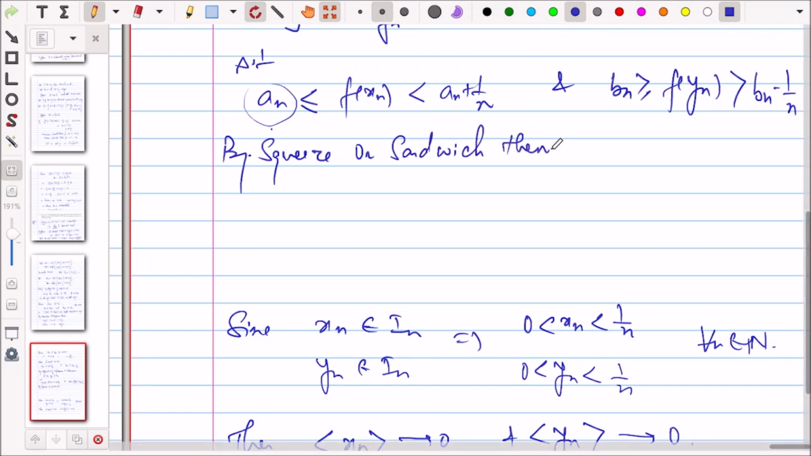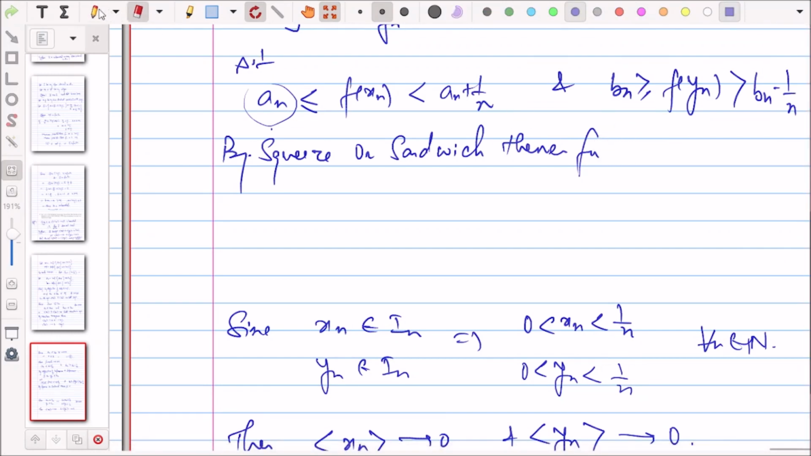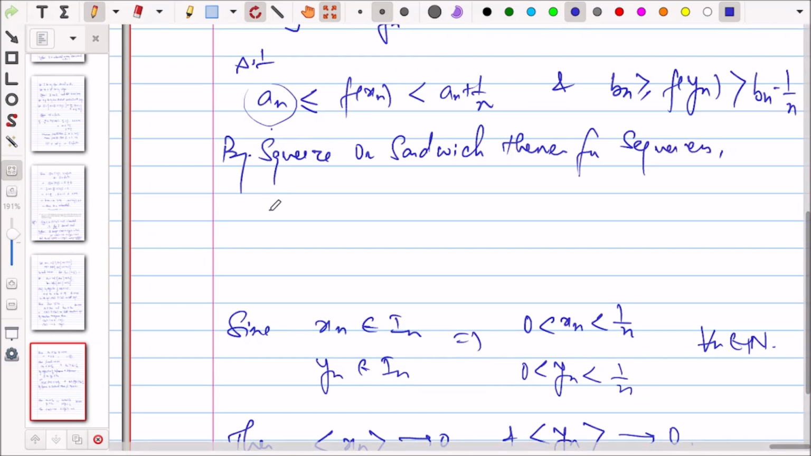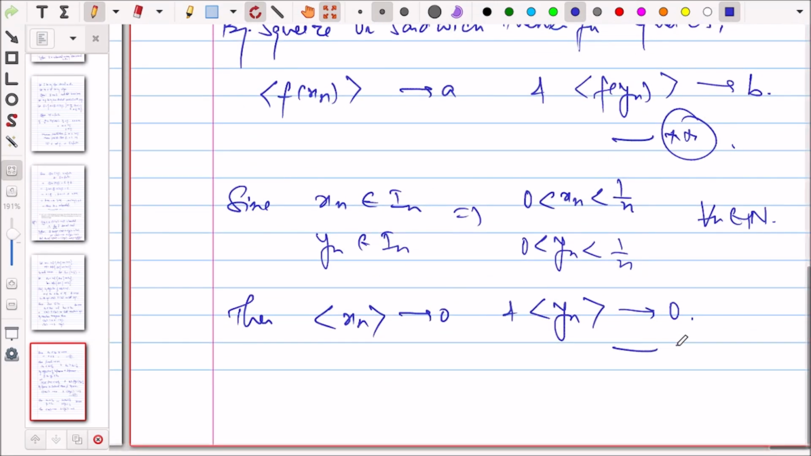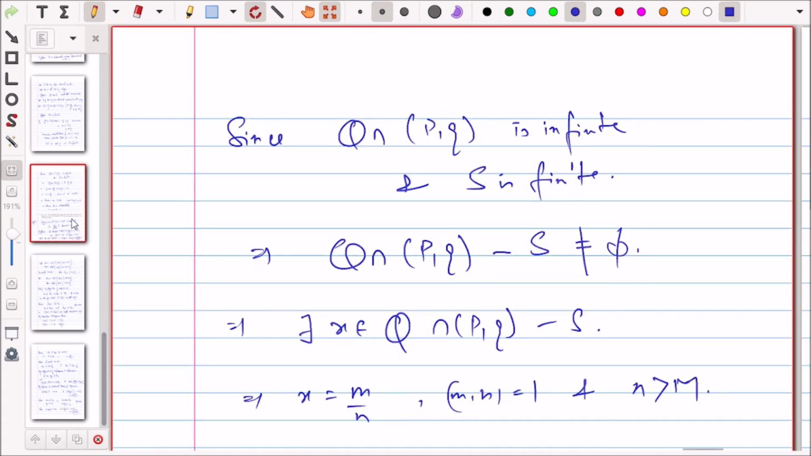for sequences, we are applying the squeeze theorem for sequences. So f of xn will converge to a and f of yn will converge to b. Mark it as double star and mark it as triple star. So now we are able to generate two sequences xn and yn both converging to 0 and their corresponding functions are converging.